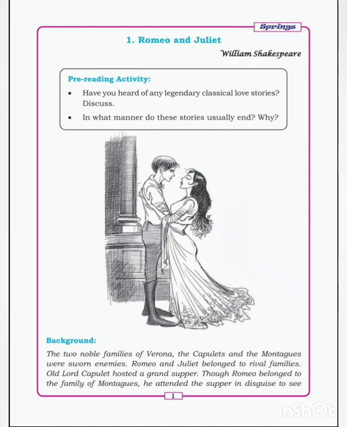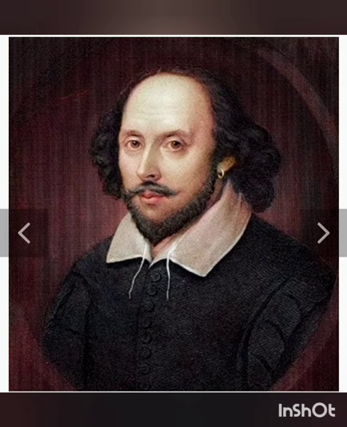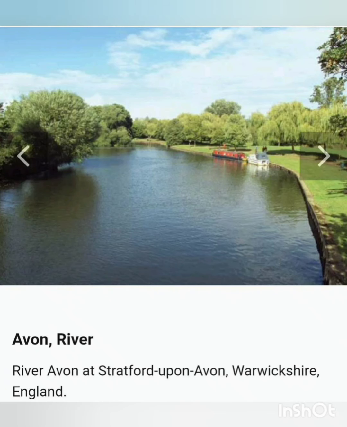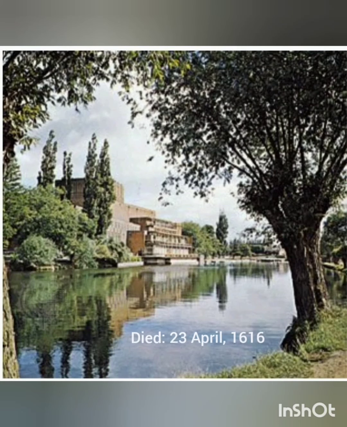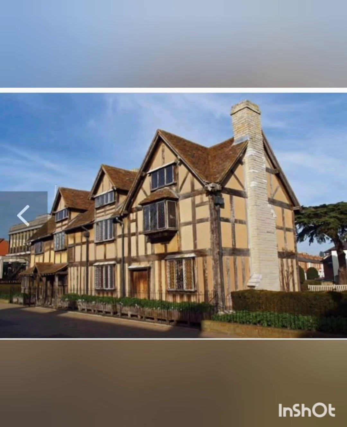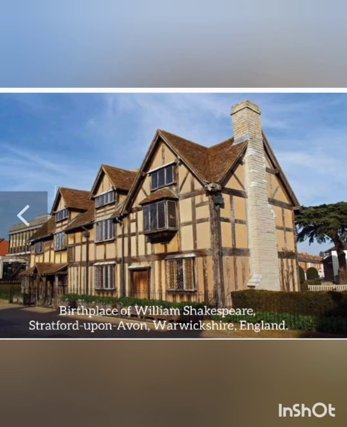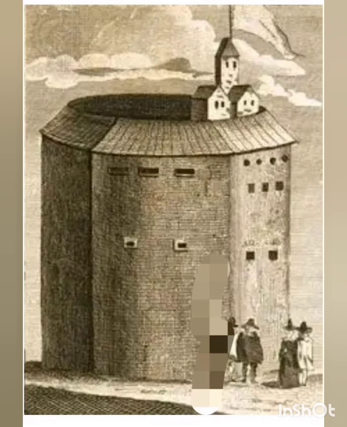Let us know more about William Shakespeare. He was born upon Avon at Warwickshire, England, on the 26th of April 1564 and died on the 23rd of April 1616. He is an English poet and dramatist, often called the English national poet and considered by many to be the greatest dramatist of all time.